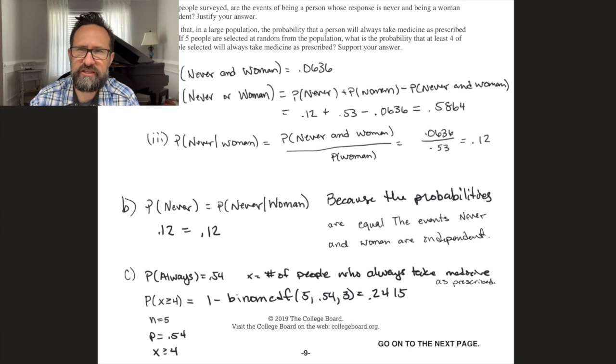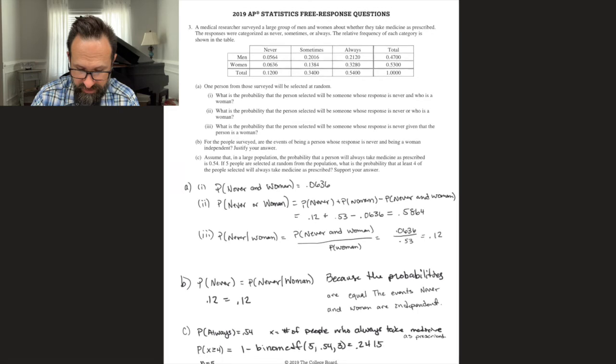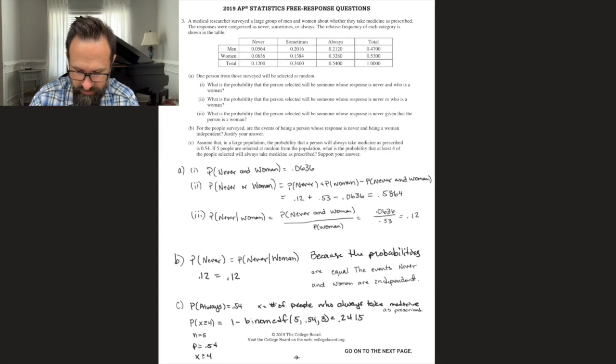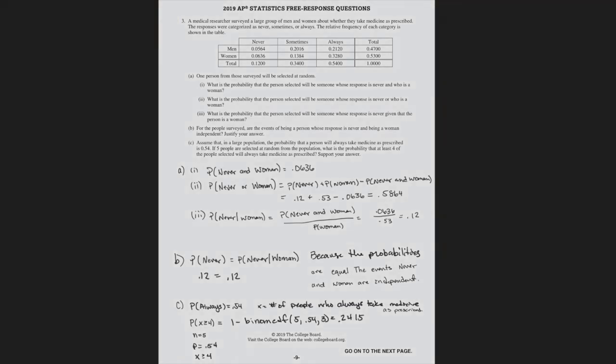I'll post the key, so if you didn't get them all correct, you can adjust it to your own liking. There's too many options for me to go over here. But that concludes the second and third problems on the 2019 exam. Okay, I'll finish up the next few, so keep checking back.